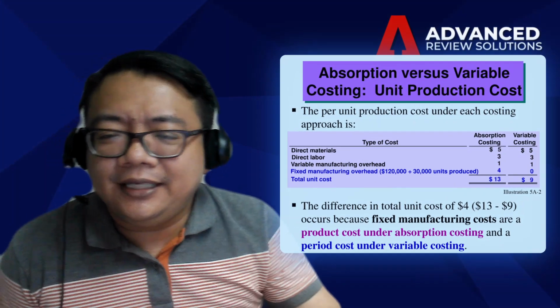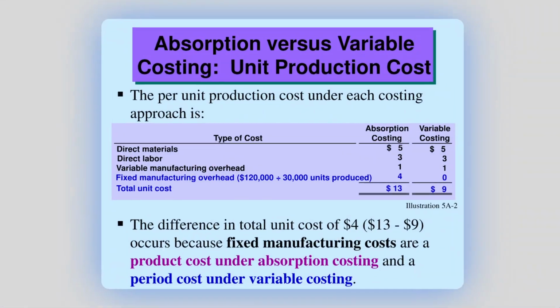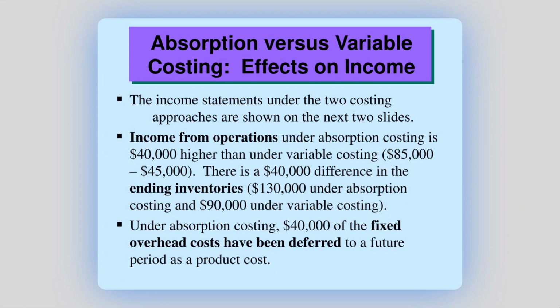Hopefully, you understand. So that's the basic. In terms of absorption versus variable costing, the income statements under the two costing approaches are shown on these two slides. Income from operation. Class, this is the difference between their net income: under absorption costing you have 40,000 higher than variable costing.